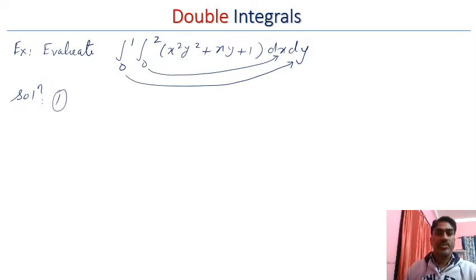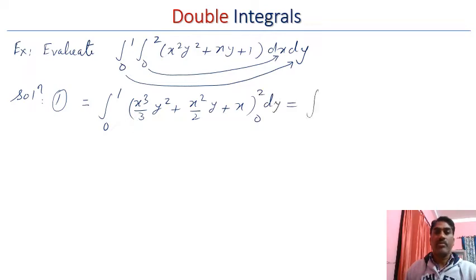So x has the limit 0 to 2, and the outer is 0 to 1. Evaluate x. So this is x cube by 3 y square plus x square by 2 y plus x, and the limit of x is 0 to 2 and dy will remain. So you get 0 to 1, lower limit is 0, so it is 8 by 3 y square plus 4 by 2 means 2, 2y plus 2 dy.